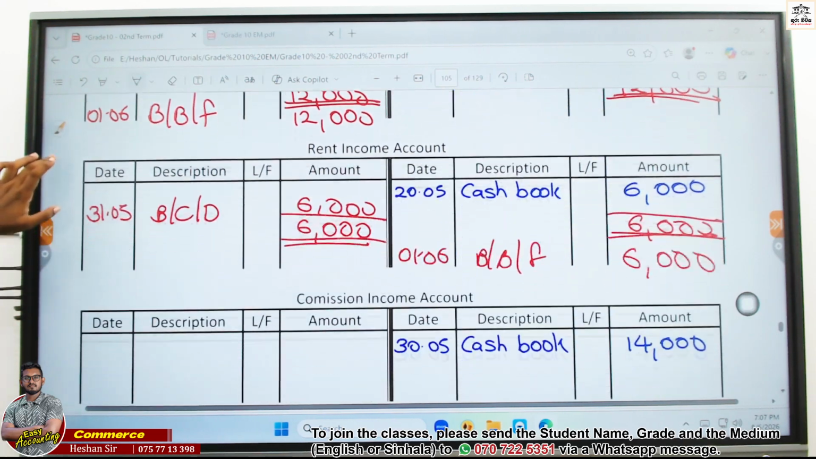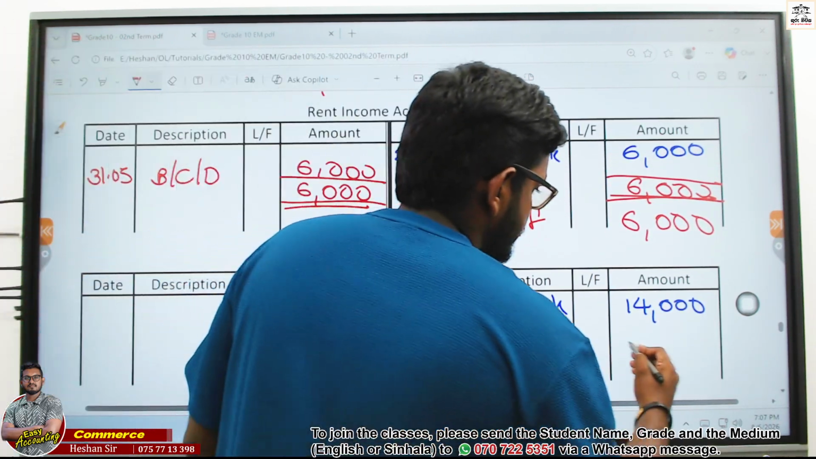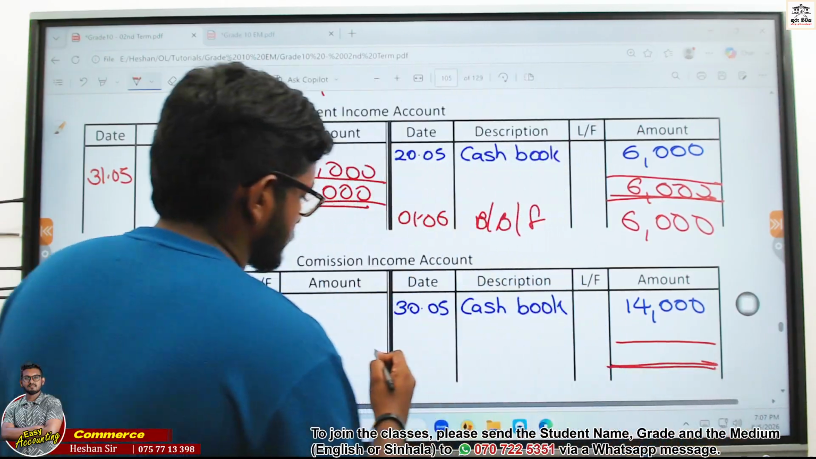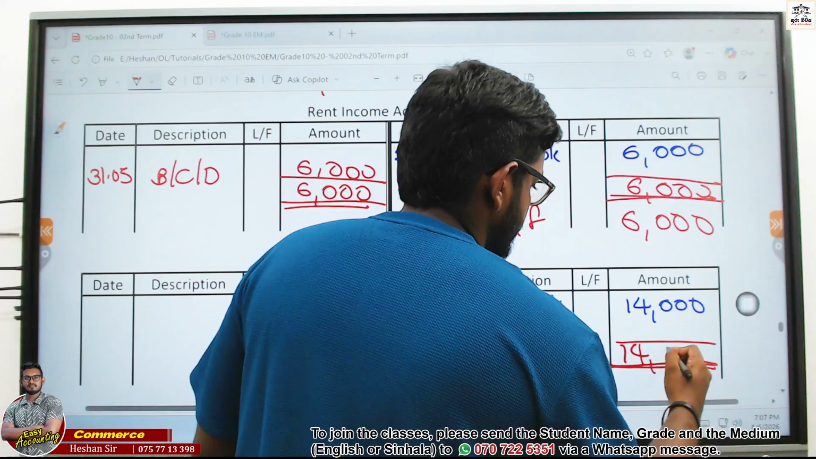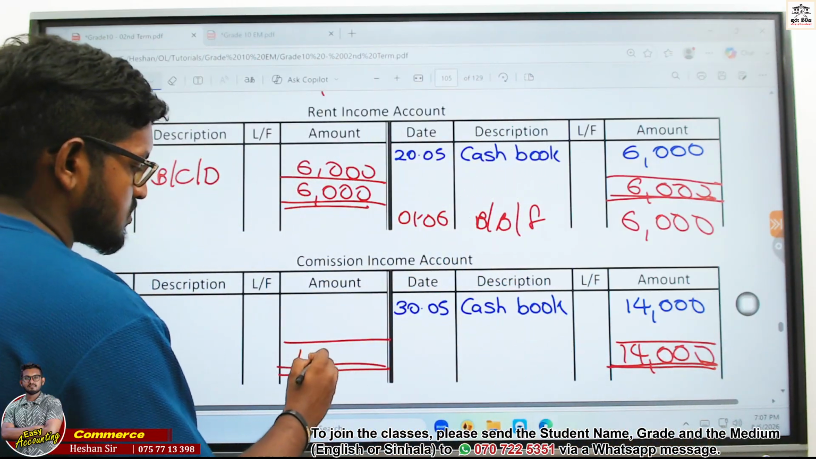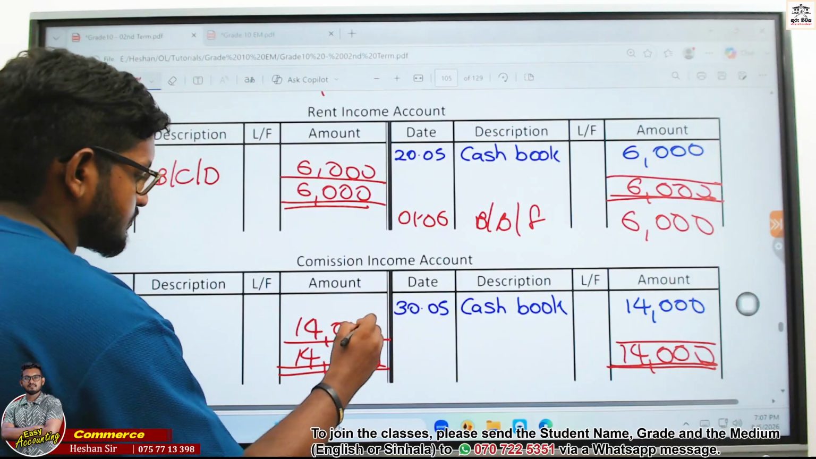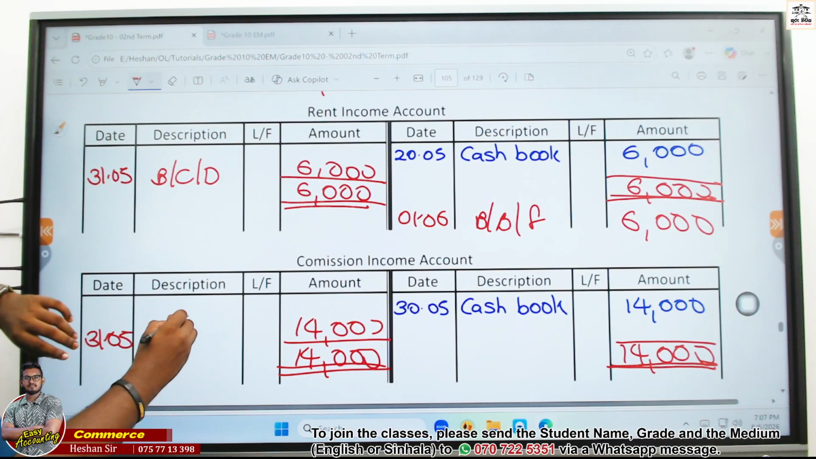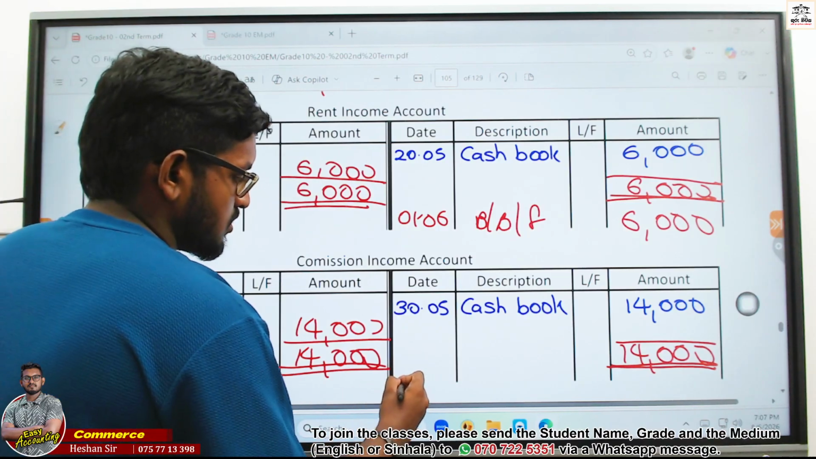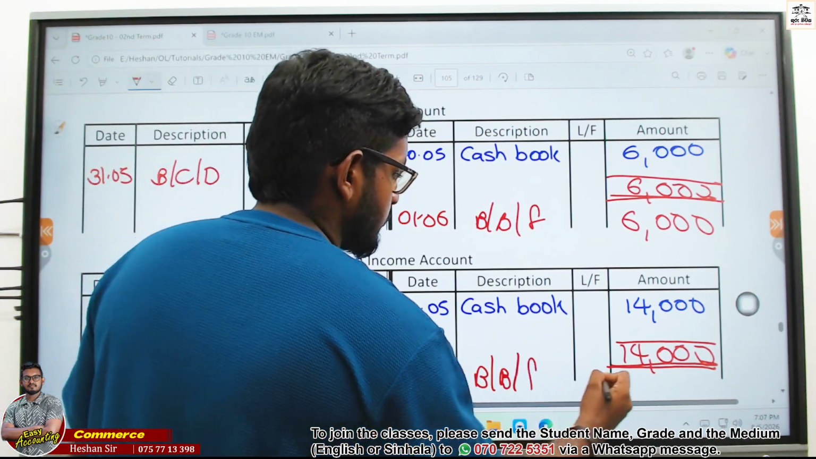Last one. Commission income account. 14,000. 14,000 minus 0, 14,000. 31st of May, balance carried down 14,000. 1st of June, balance brought forward.